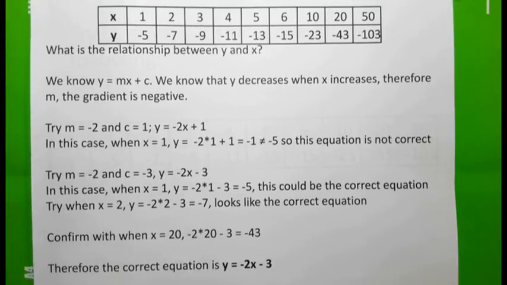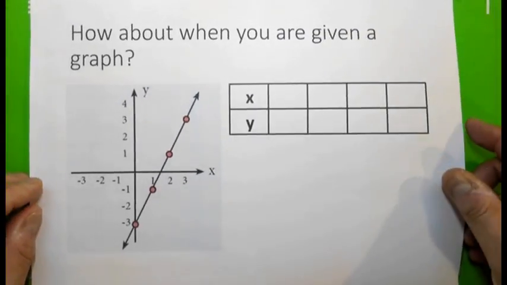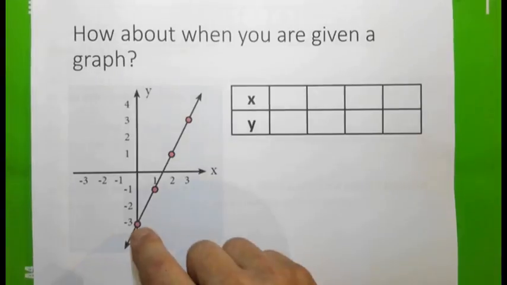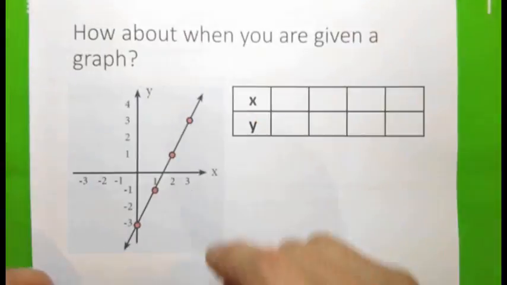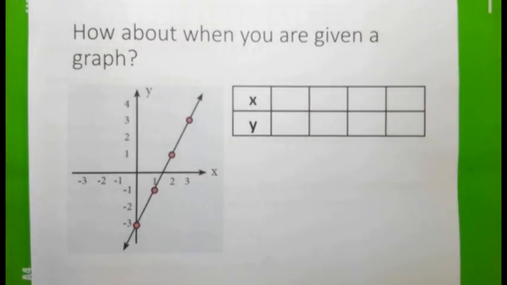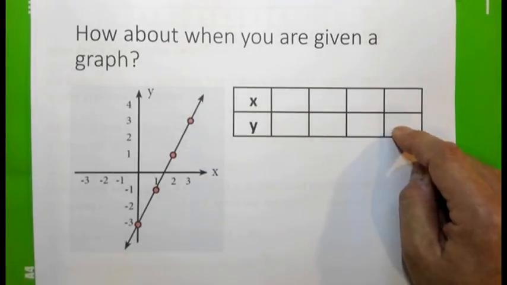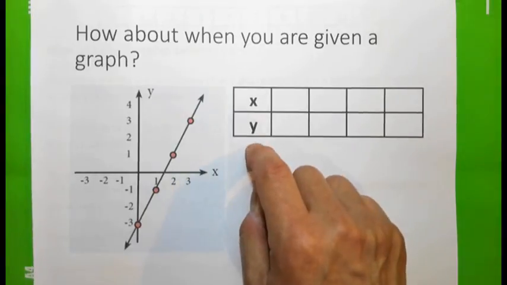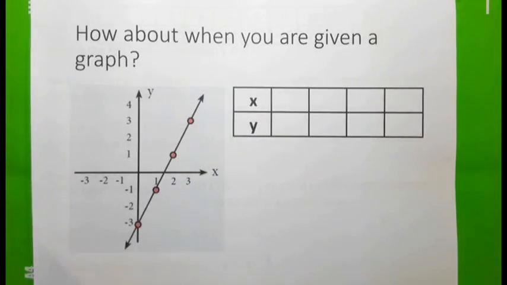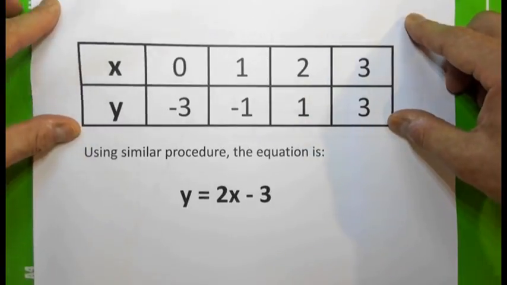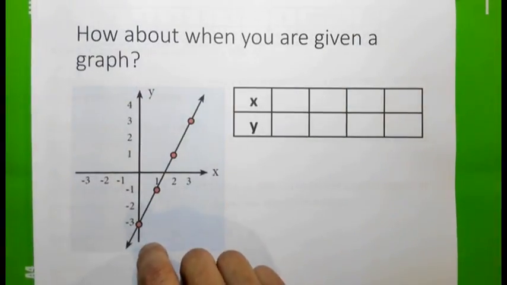Now, how about when you are given a graph? What do you do? You know x and y. You know the points. So, one way of doing it is actually to fill in the blanks. Write out a table of x and y values. This time, this is the x and y value based on the graph here.